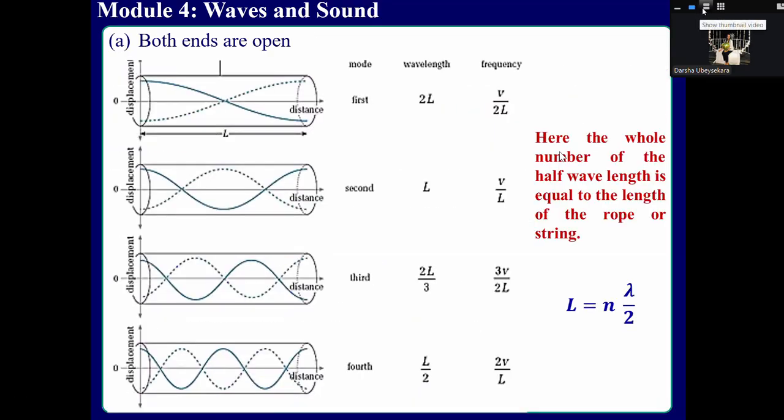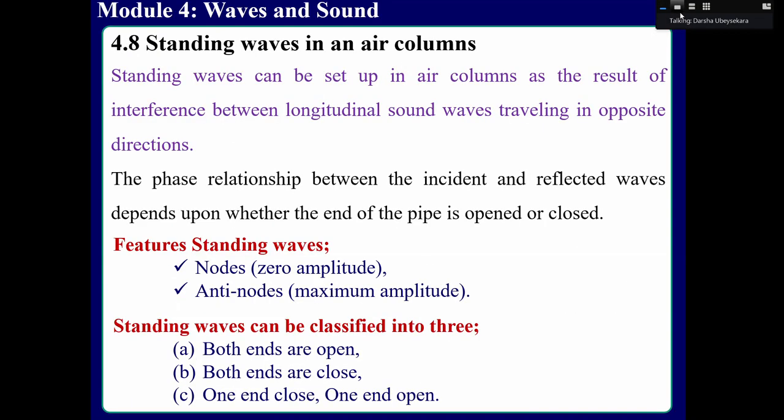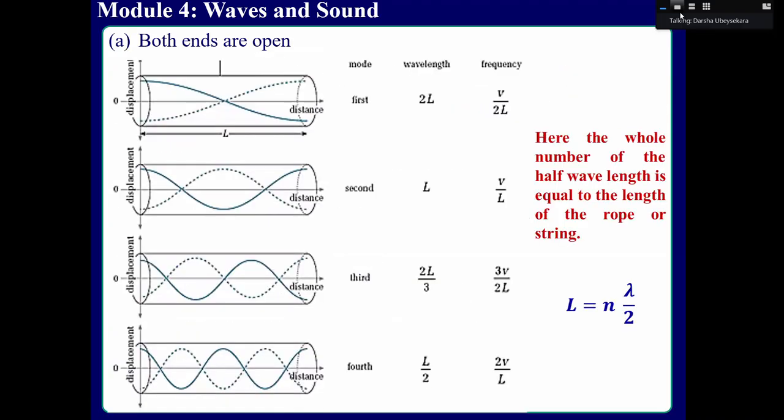Okay, now you can see here we discussed there are three classifications. So we will see one by one, right? First one is both ends are open. So you can see here, both ends are open. Open ends means what? There cannot be any nodes, right? It should be open. So the loop is not continuing after that.